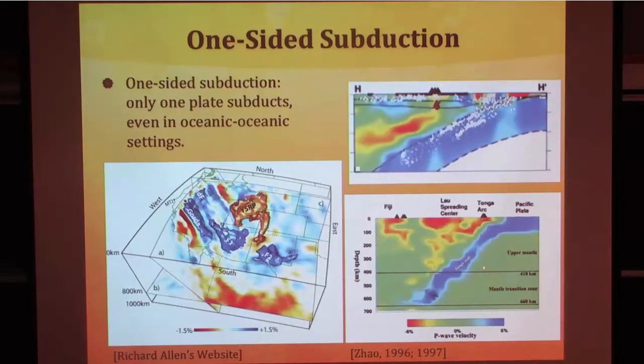And we see this in this, which is Honshu, this is Tonga, this is a nice 3D image of the Gorda plate from Richard Allen's website with the Yellowstone hotspot sitting right there. So on our planet, subduction is one-sided, okay?